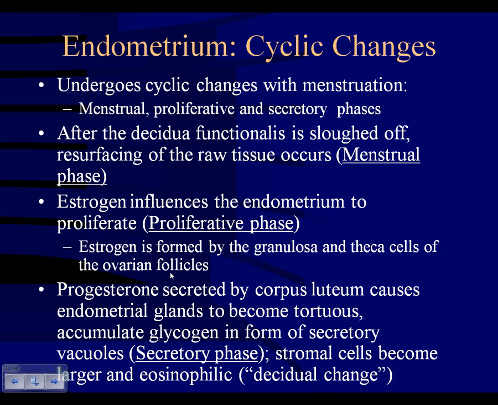And then once the follicle is ruptured and the egg is released into the fallopian tube, what's left over is called the corpus luteum, and the corpus luteum secretes progesterone, which is going to cause that secretory change in the endometrium and get it fluffy and ready to implant basically a fertilized egg.